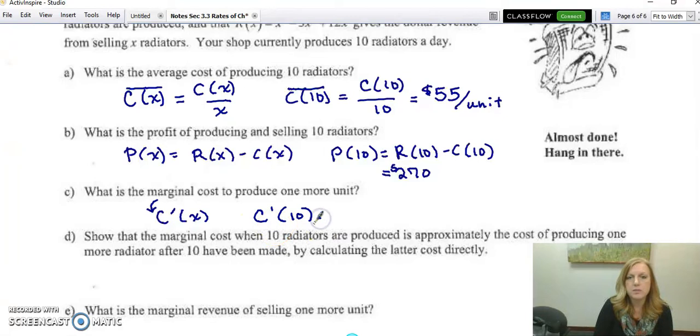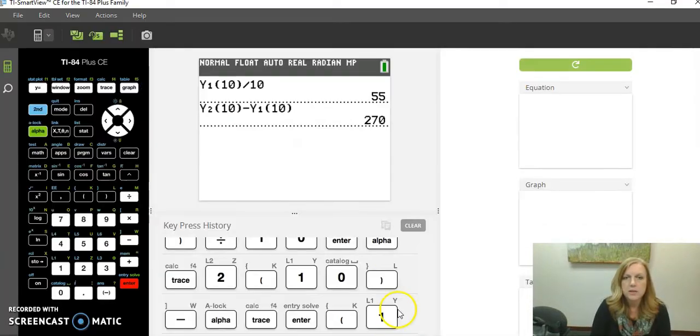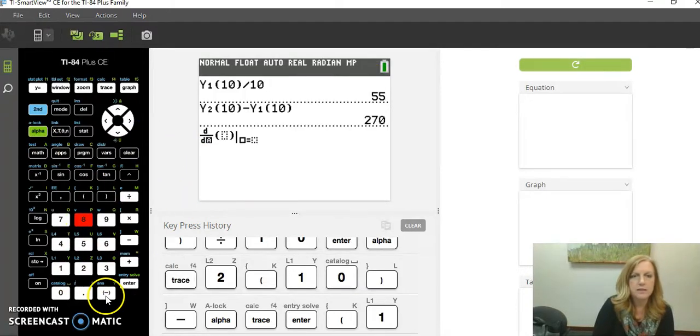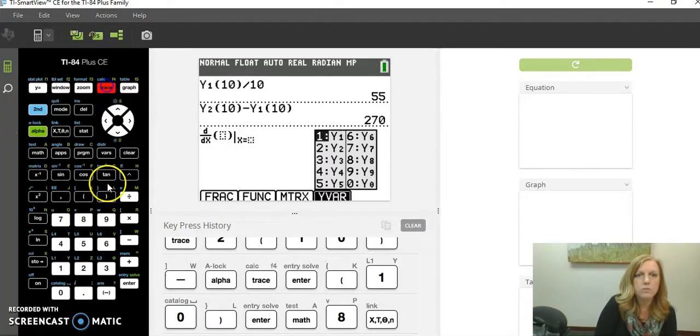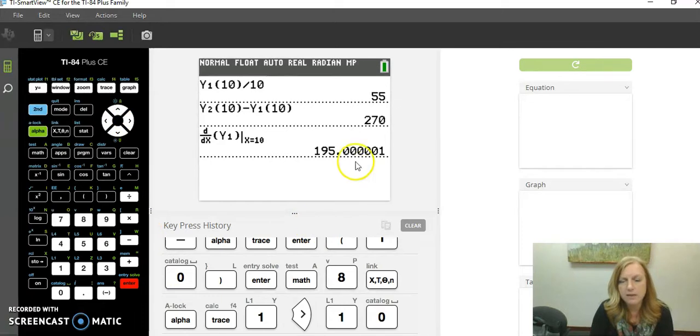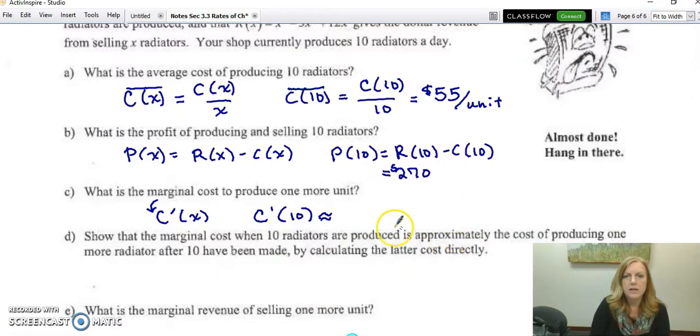So this C prime of 10, again, I'm going to do this on the calculator because we're going to allow the calculator to do a lot of this. I'm not really worried about doing it by hand right now. So the derivative, remember that's under the math menu. So I want to do number 8. I want to take the derivative with respect to x of the cost function, which was in y1, so alpha f4, choose y1, and we want to calculate that derivative at 10, enter, and that's going to give us about 195.